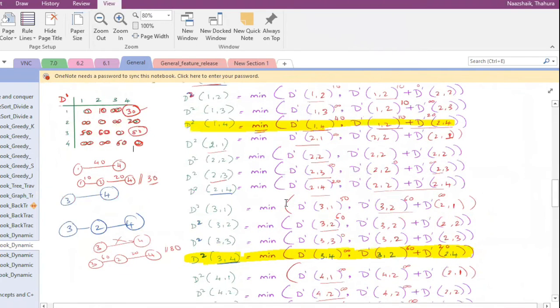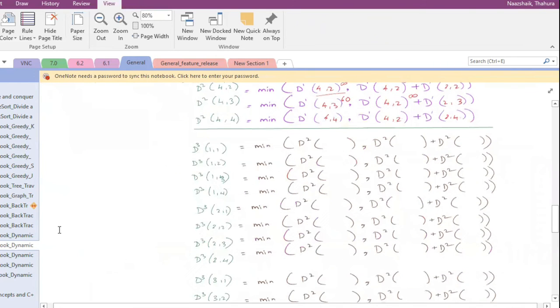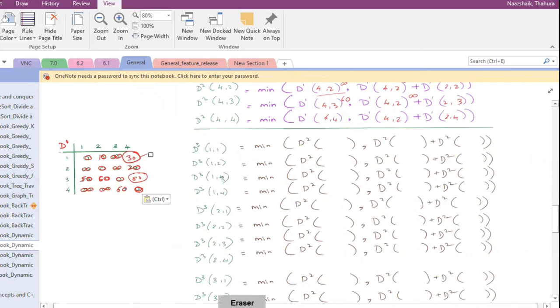After D2, this is the new matrix. Let me copy this, because to solve D3, I will use D2. So I need this.